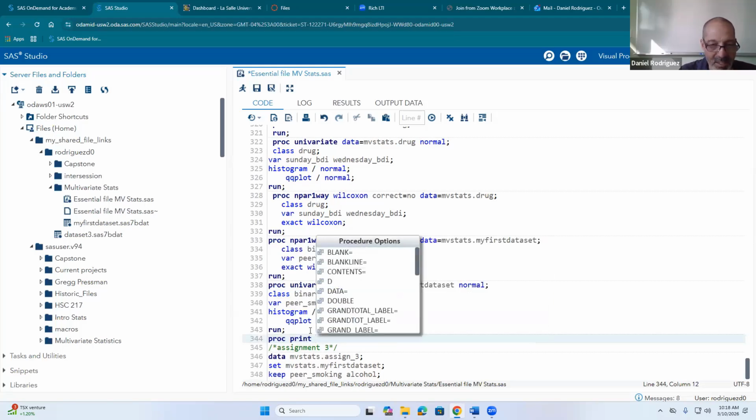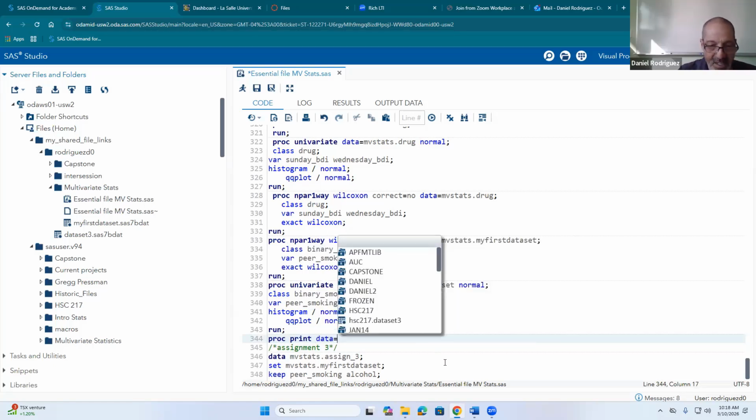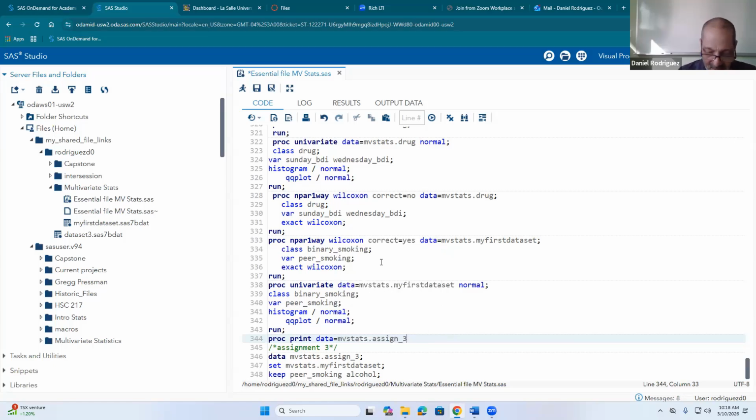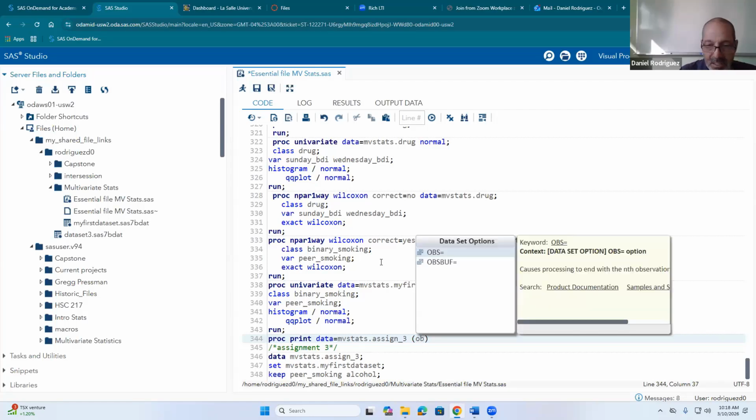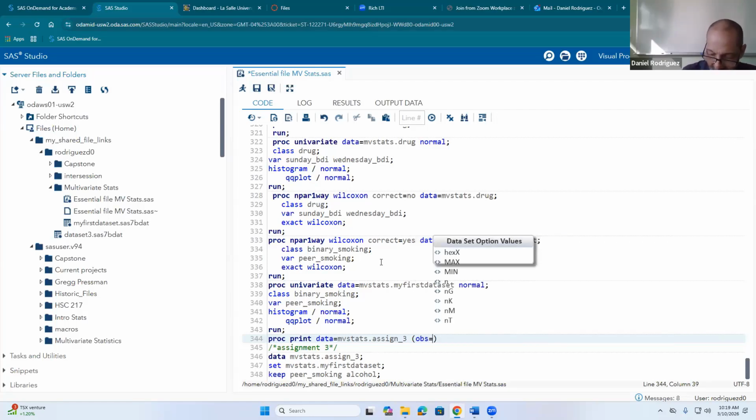And this may not be the best way to do it, but I want to take a look just to make sure there aren't any zeros. Proc print data equals MV stats dot assignment 3. There it is. And I'm going to print the first 10 observations. I don't really need all observations. Maybe I'll do, actually, let me do like 100 because there's 300 something. So this will actually make sure there's no zeros in it.